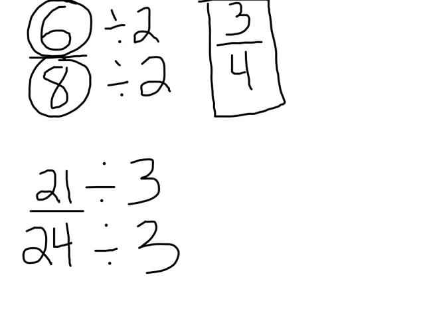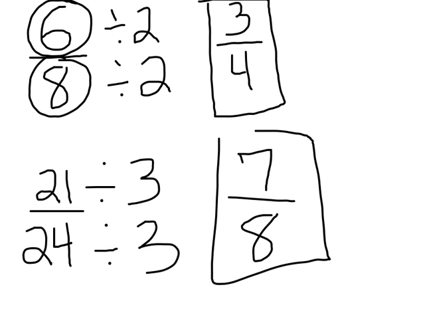21 divided by 3 is 7, and 24 divided by 3 is 8. Now I'm thinking to myself, is there any number I can count by to get to 7 and 8? Well, I know I can count by 1, and I also know that 7 is a prime number, meaning the only factors that go into 7 are 1 and 7. And prime numbers normally are in simplest form, so I'm finished here. This fraction is totally simplified.